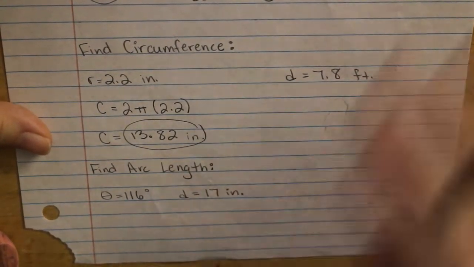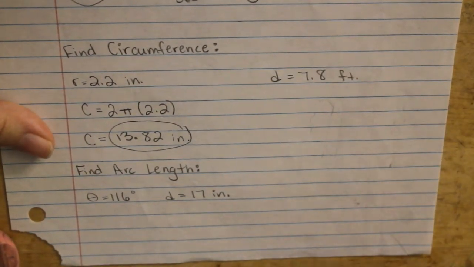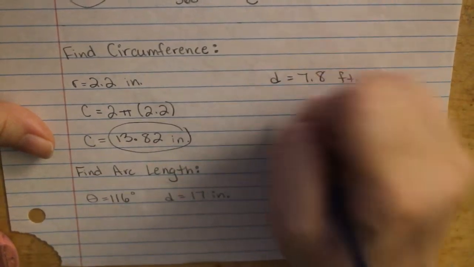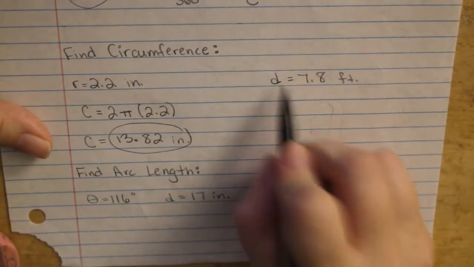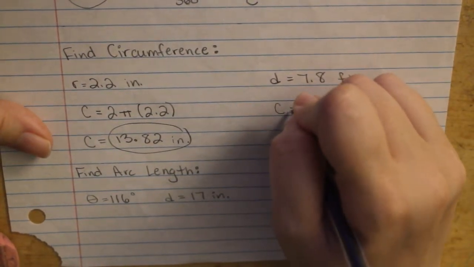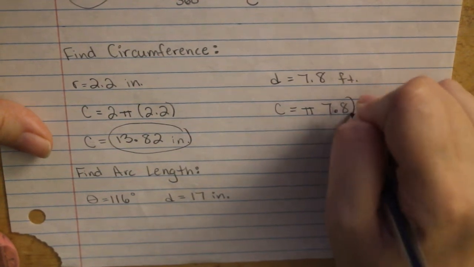You guys should remember this from pre-algebra or algebra 1. Either way, it's kind of fun. I like doing these. It's a good relaxing thing compared to some of the other formulas we have done. For this one, we're given the diameter, so I'm going to do C equals pi times 7.8.